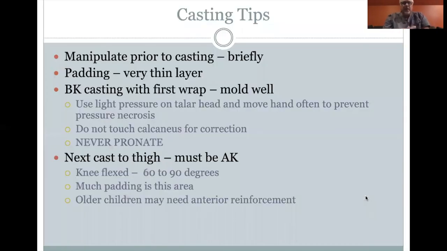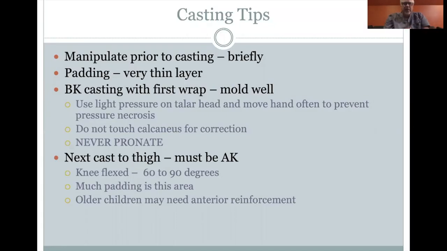And we're going to, in cast 5, correct the equinus deformity and then hold that in more of a dorsiflexed position. Some casting tips: you want to manipulate prior to casting, just for a few minutes briefly, to loosen the tissue up. Very thin layer of padding, like I said, for below the knee casting with the first wrap. And make sure you mold things very well. As you're pressing on the talar head, you want to kind of go on it and off it, on it and off it. If you continue to push on the talar head the entire time, you're going to create an indentation in the cast, and that's going to cause a pressure sore over that area.